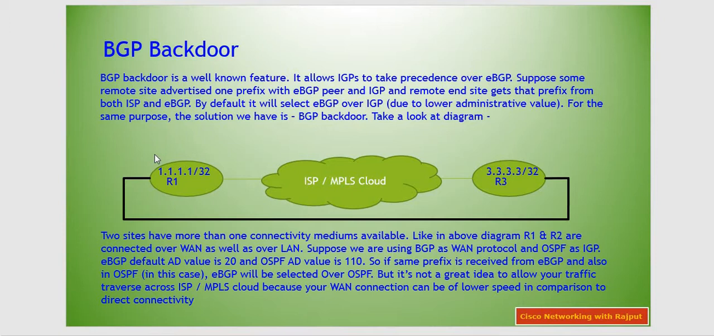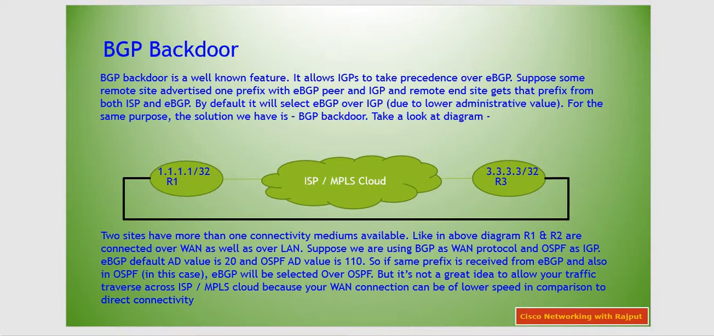We have this diagram: router 1, MPLS or ISP cloud, and then router 3. Both of these routers have dual connectivity. One is through the ISP/MPLS cloud and another one is direct access. Both of these routers are directly connected, let that be an Ethernet connection or some other media. The routing protocol we are using through the ISP and MPLS cloud is eBGP, and on direct access we are using some IGP.